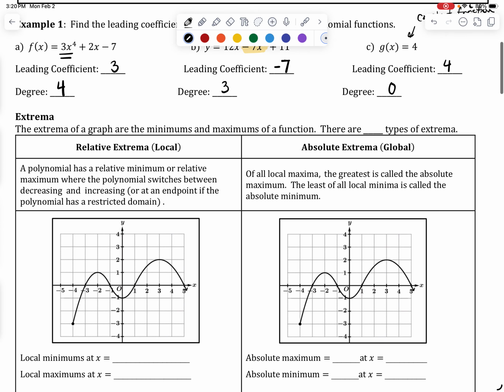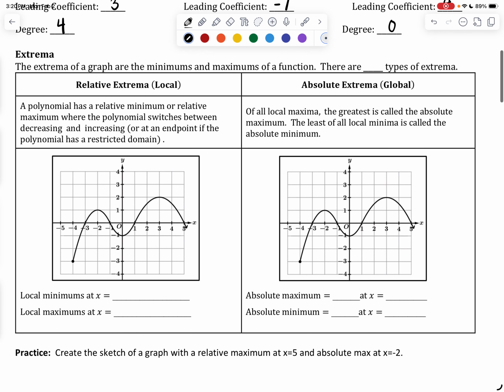Now the big topic for this section is extrema, meaning extreme values, the highs and the lows. There are two types of extrema. We have relative extrema or local extrema. Those terms are used interchangeably. Relative, meaning relative to the points around that place. So just within a locale, just within one space. Versus absolute refers to the entire function overall, global.